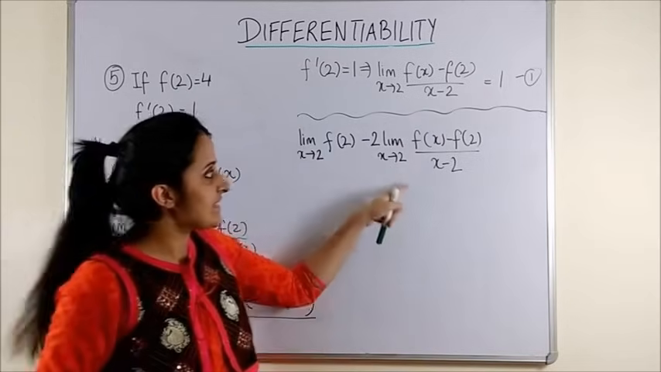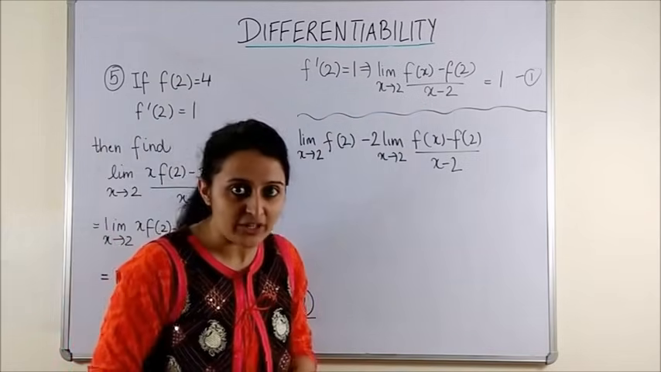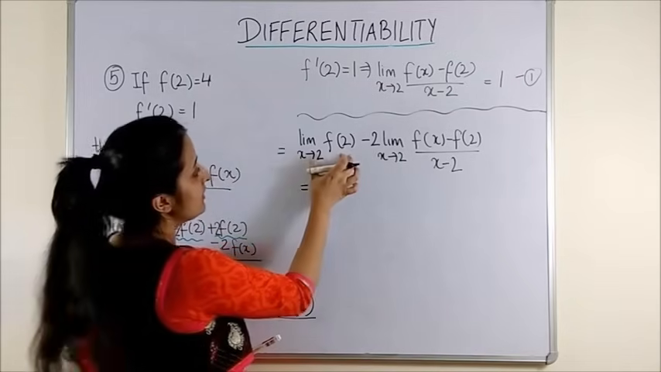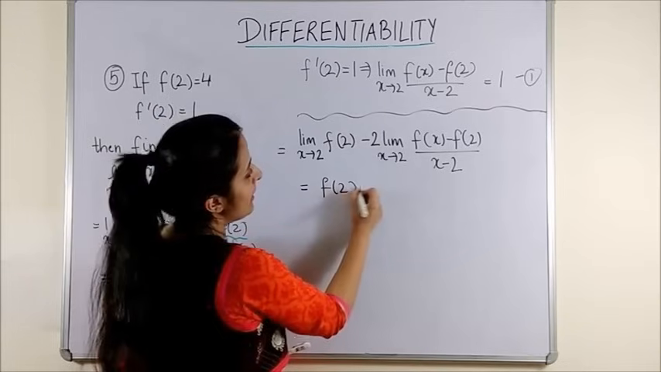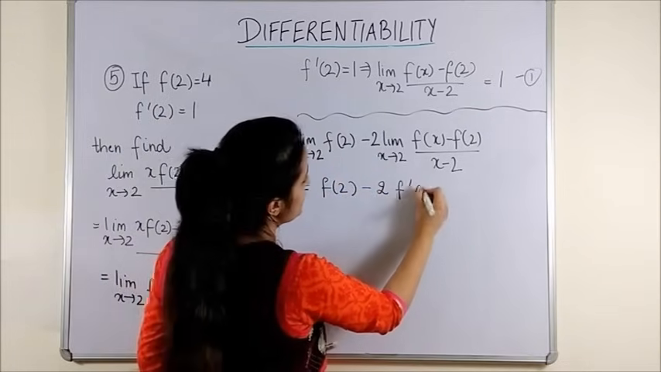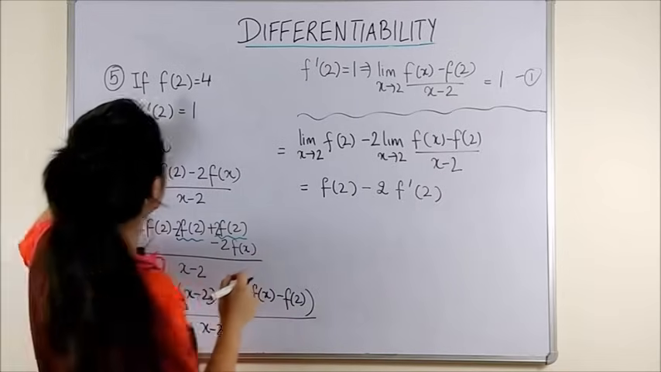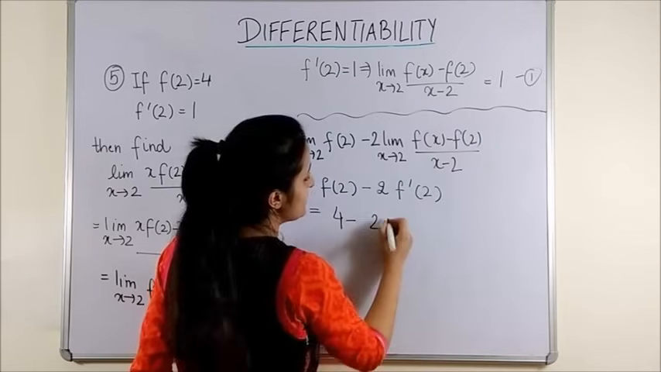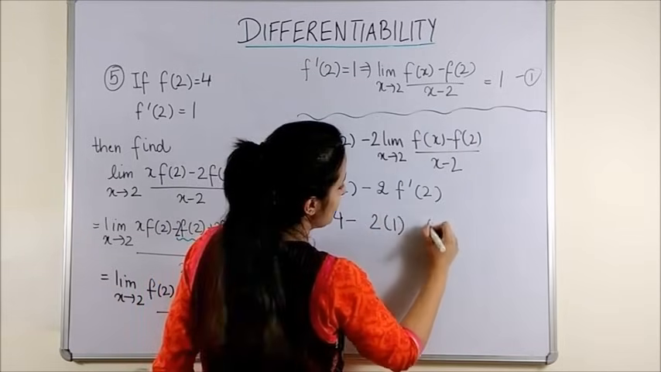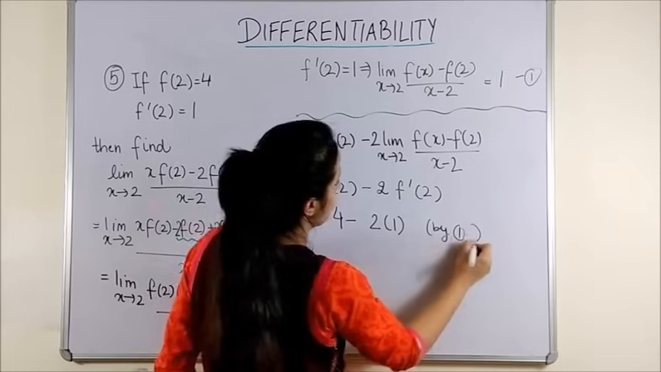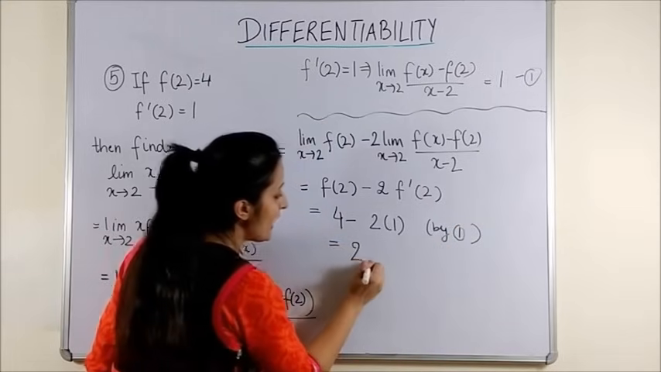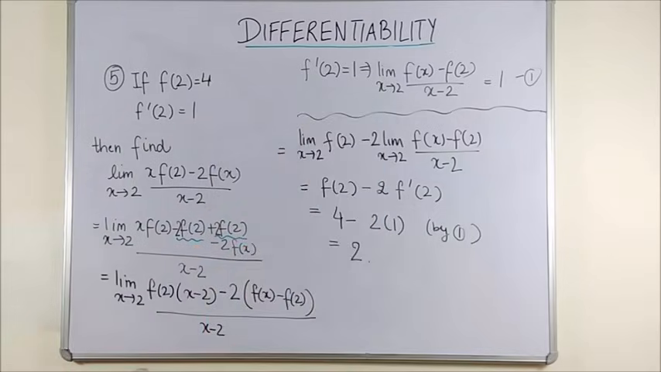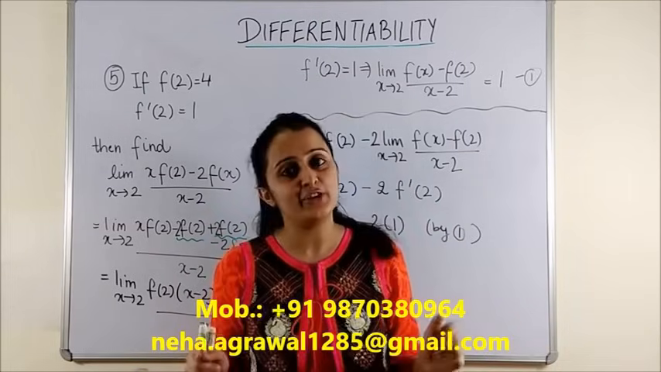And if you notice, that's exactly what our first equation gives us. So this implies the given expression gives us f of 2 minus twice of f dash 2. Now f of 2 as given in the question is 4, minus f dash 2 is equal to 1 as per your equation 1. So this gives us 2 as the answer for the given expression. Wasn't that easy? Well, this brings us to the end of this topic.